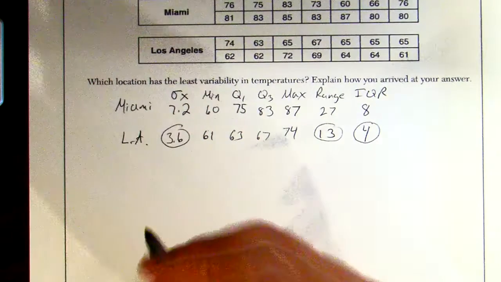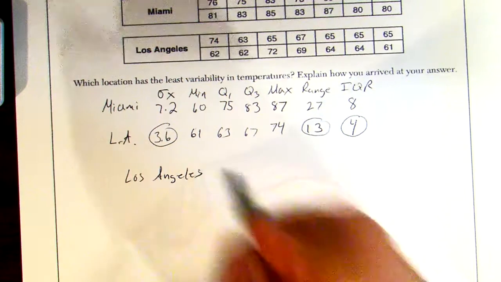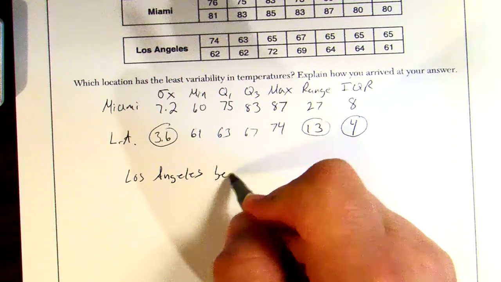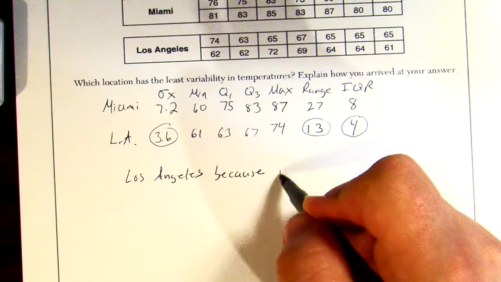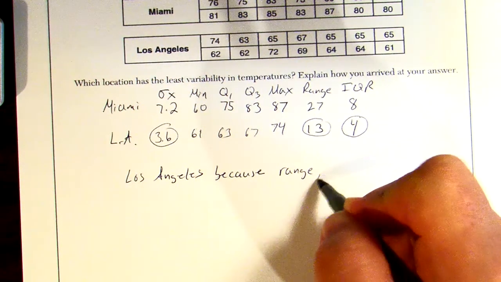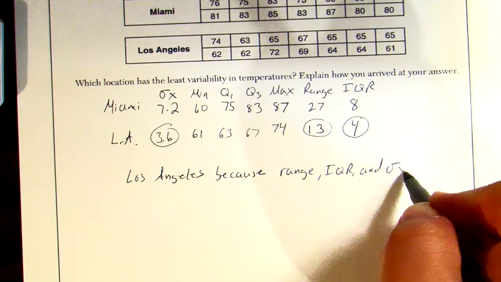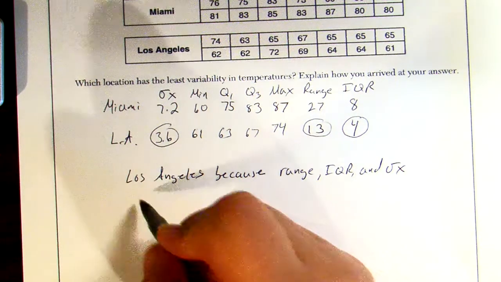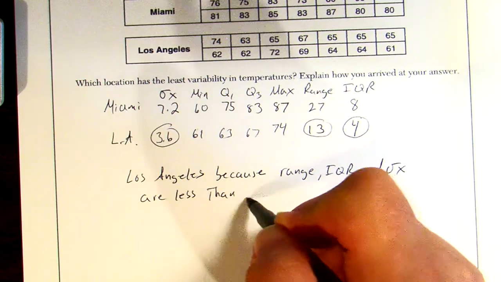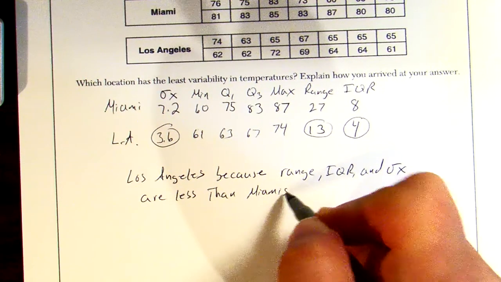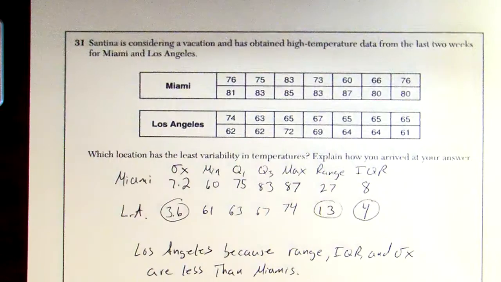So you can write LA or Los Angeles. Let's make sure the reader of the test knows. Los Angeles, because, and you can write the range, IQR, and population standard deviation are less than Miami's. Okay, so that was 31.